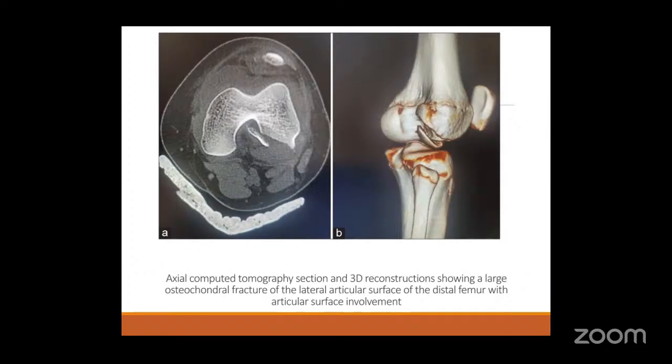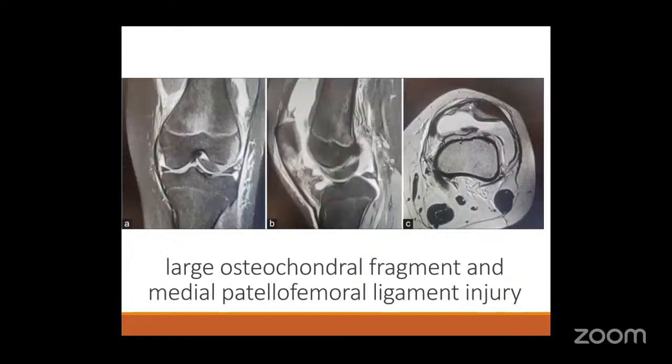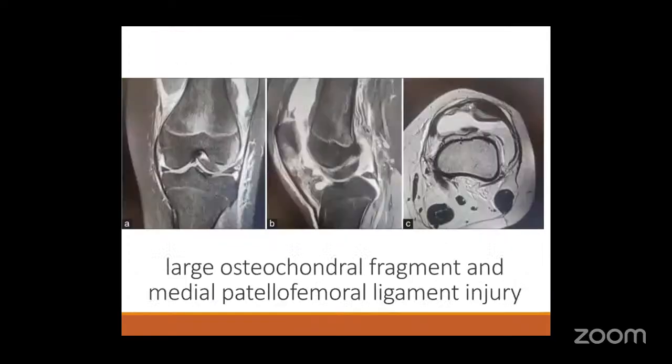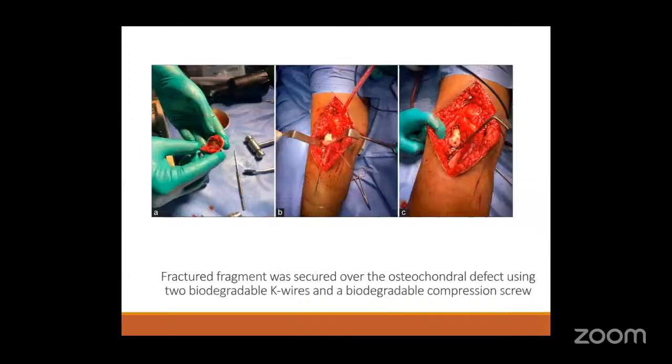Hello? Yes. So it's an osteochondral fracture of the lateral articular surface. So it's a non-weight bearing surface. Do you have an X-ray of this? Yeah, CT. Actually, the X-ray, I'll come to it. I don't have an X-ray for it. So first of all, it needs to be fixed, of course. Yeah. So how we fixed it, we'll deal with it.